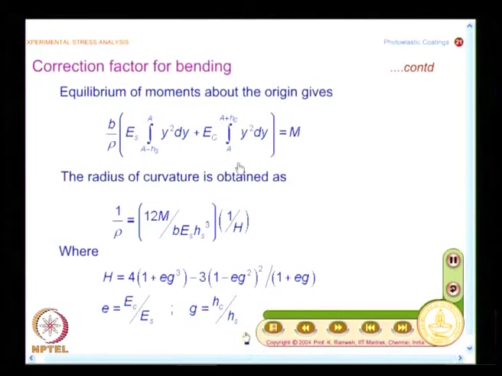And when I solve this equation, I get the radius of curvature as 1 by rho equal to 12 m divided by b into Es into Hs cube into 1 by h, and h is a very complex expression. H is given as 4 into 1 plus Eg cube minus 3 into 1 minus Eg squared whole squared divided by 1 plus Eg. This is for your understanding.